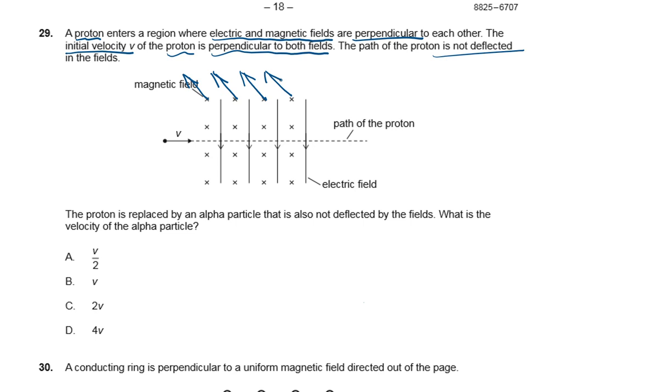And the electric field is going down, right? And this proton is going through. So the proton is replaced by an alpha particle that is also not deflected. What is the velocity of the alpha particle?